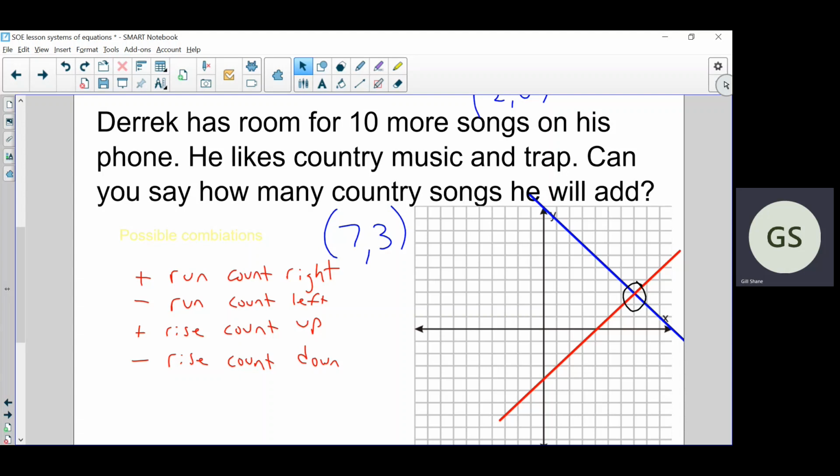So, now you look at the run number. What's your run number? Positive one. So you look over here. If your run number is positive, you count right. So from your y-intercept, you're going to count right. Now you look at your rise number, which is what?